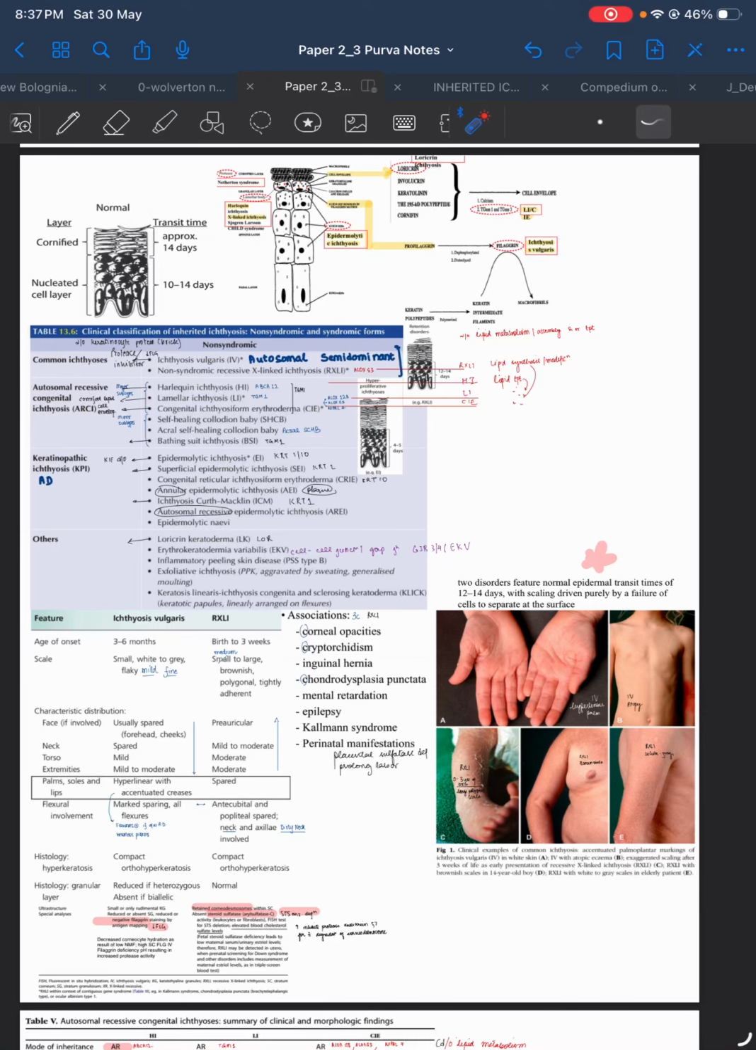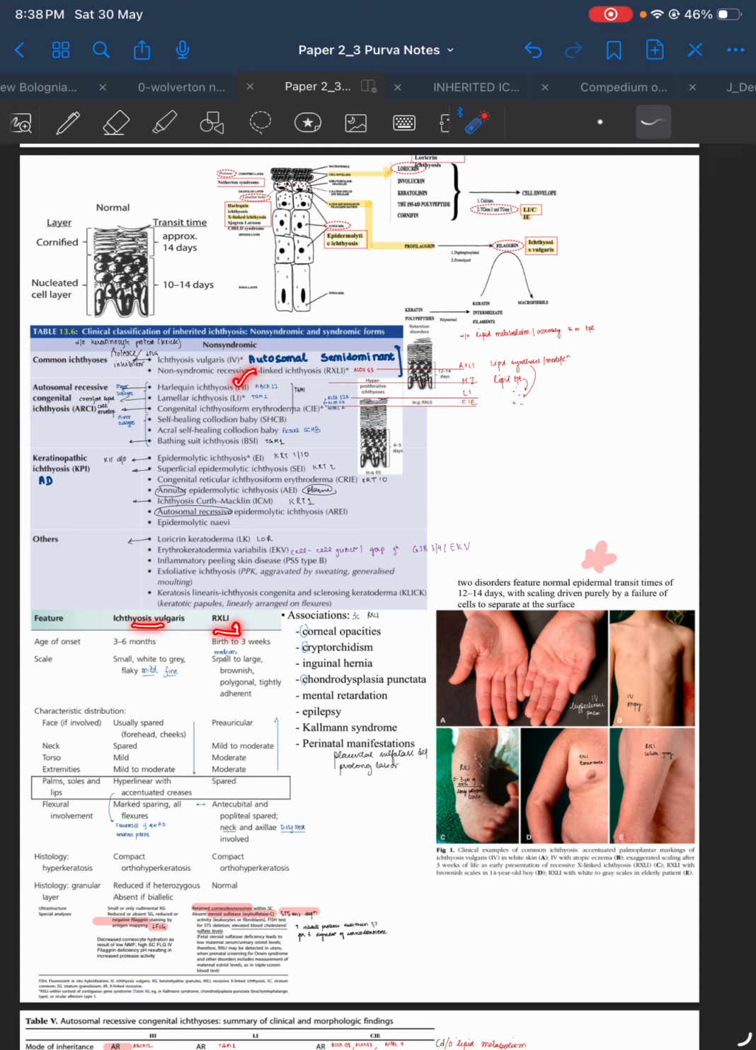We will discuss ichthyosis, which is fish-like skin, and it can be inherited or acquired. Amongst the inherited, it can be non-syndromic as well as syndromic. Non-syndromic has these four categories, which are the common ichthyoses, autosomal recessive ones, the keratinopathic ones, and others. The common two include ichthyosis vulgaris and recessive X-linked ichthyosis.